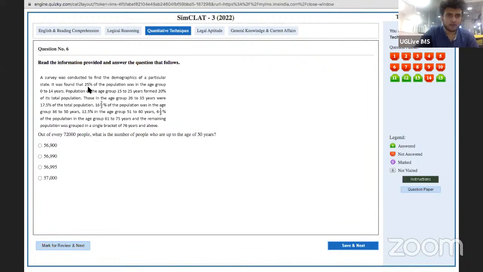It was found that 25% of population was in the age group 0 to 14 years. ठीक है, 25% 0 to 14 है. Guys, also make sure that you are writing things down. The questions are pretty easy, just write down the facts of the question. So 0 to 14 years, 25%. 15 to 25 is 20%. 26 to 35 is 17.5%.